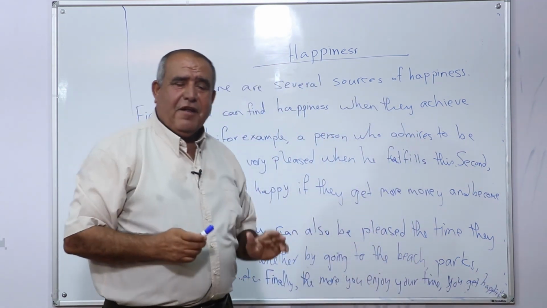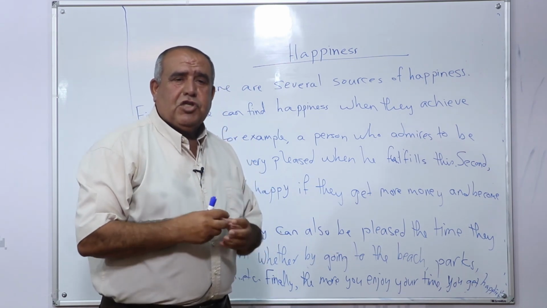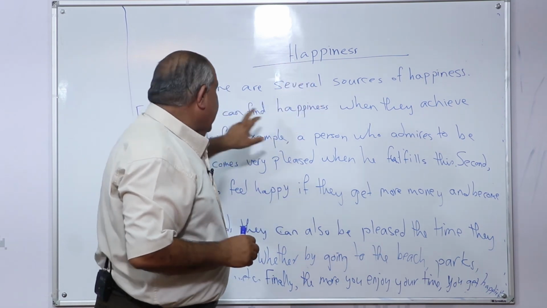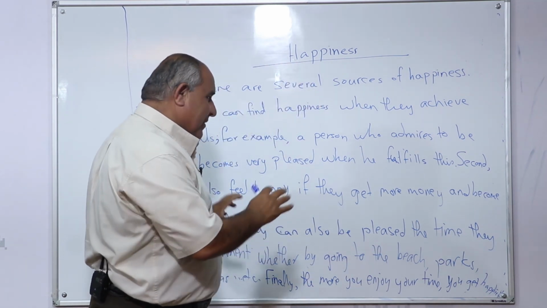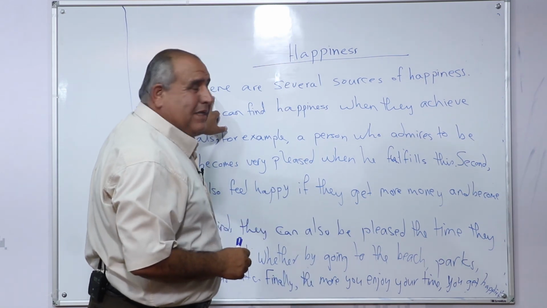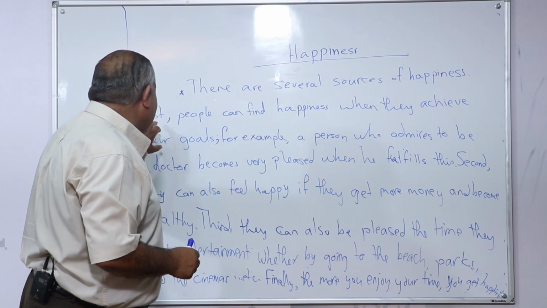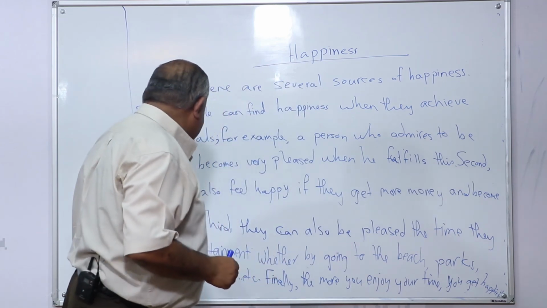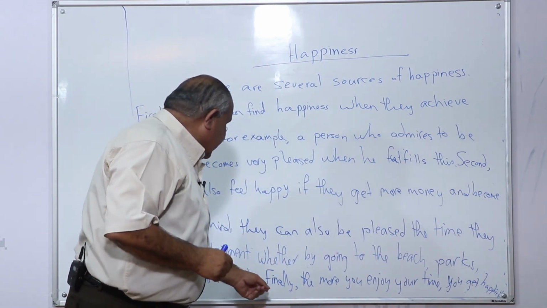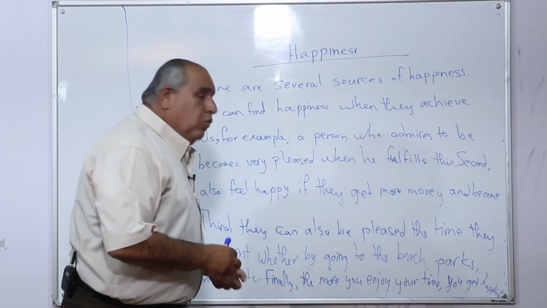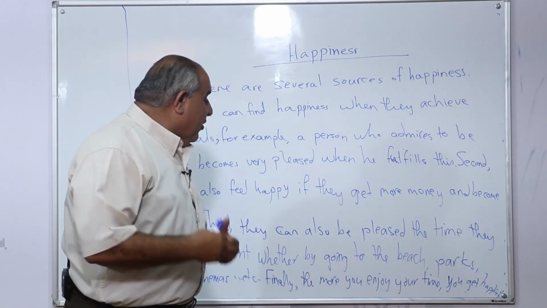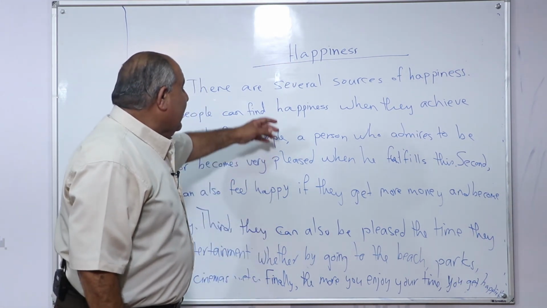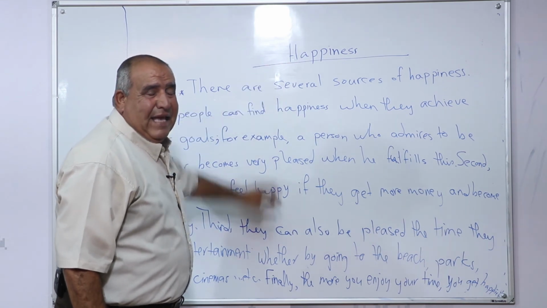Now, this is a simple paragraph which talks about a very limited idea, which is the sources of happiness. It is written in form, in meaning and in content, beginning with the topic sentence, then developed by three developers. This is number one, first, the second is second, the third is the third one, and we finished the paragraph by the word finally. We summed it up: the more you enjoy your time, the happier you get. And this is called a paragraph developed by analysis and example.